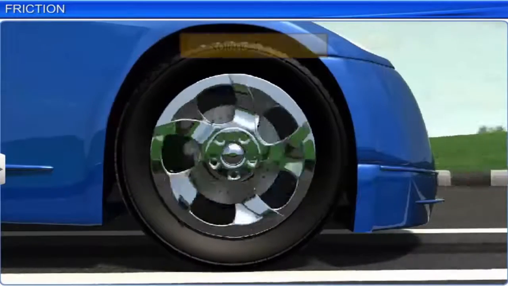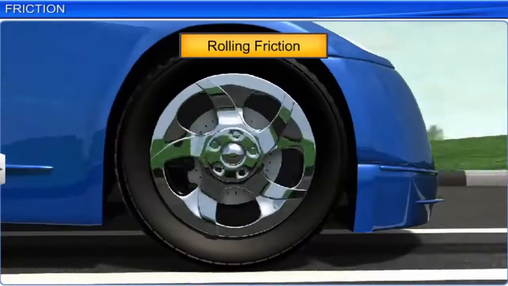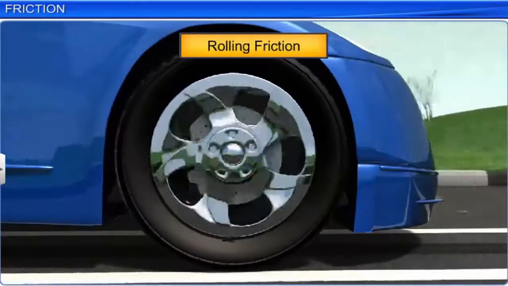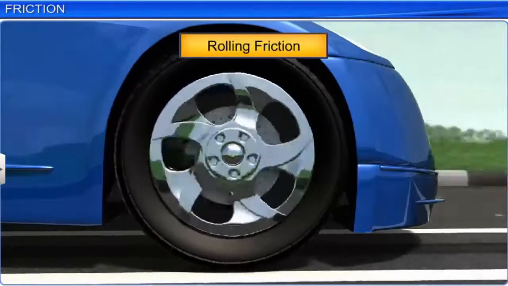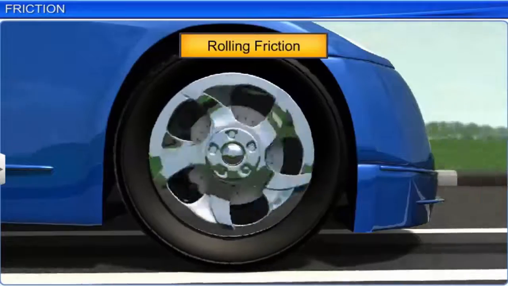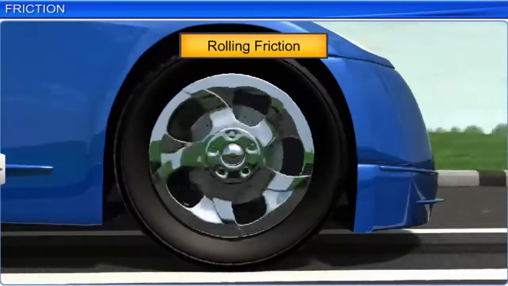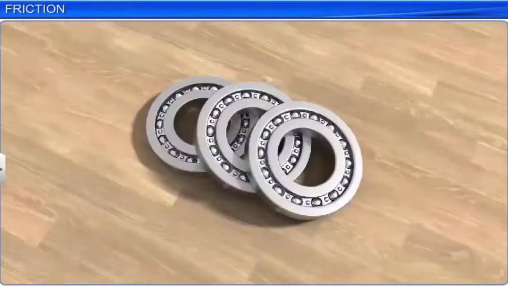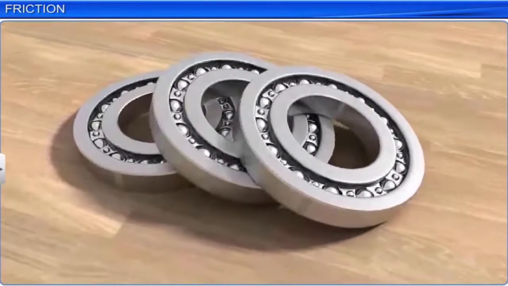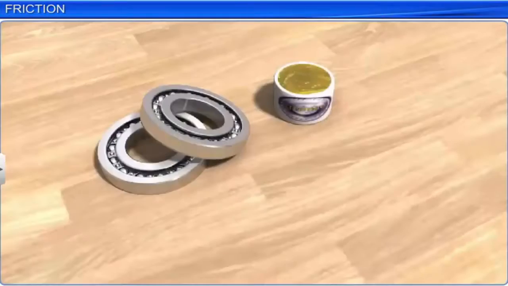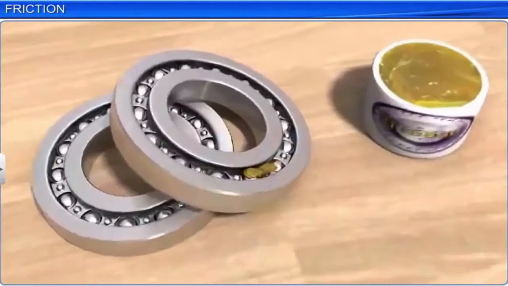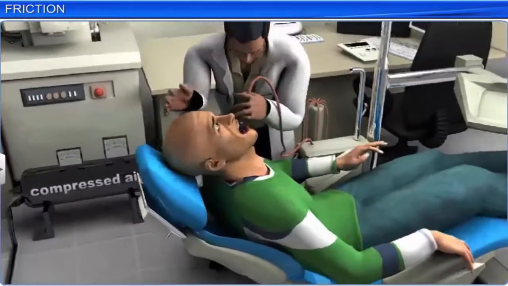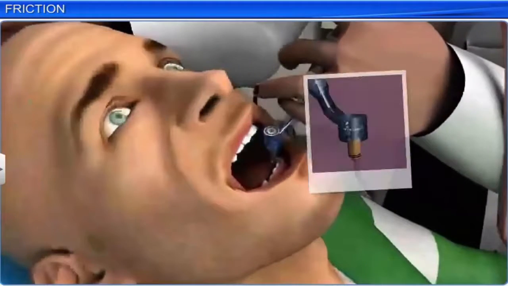Now let us look at rolling friction. When cylindrical or spherical shaped bodies roll without slipping on a cylindrical or flat surface, the frictional force is minimal. A ball or roller bearing falls in this category. To reduce the friction further, grease or lubricating oil is introduced between the surfaces. Air is used as a lubricant in high precision and high-speed equipment.